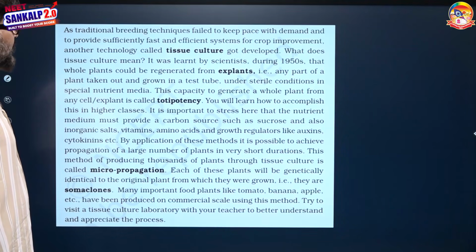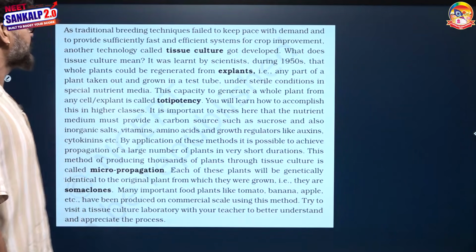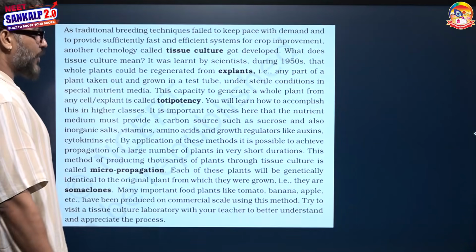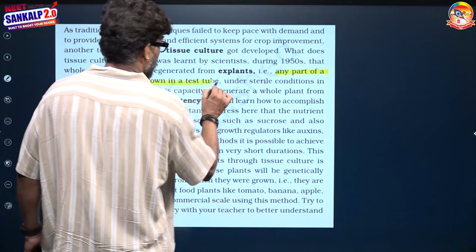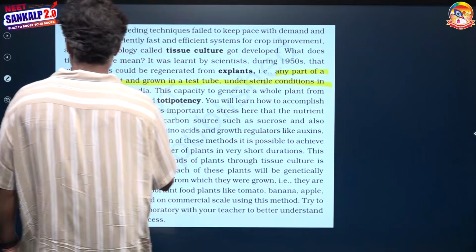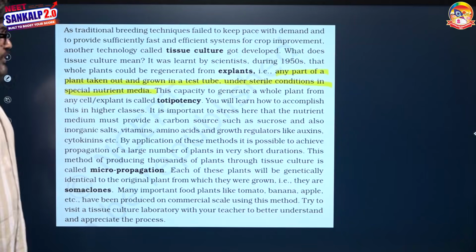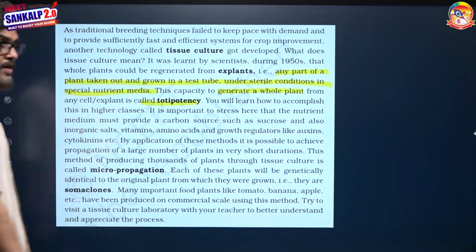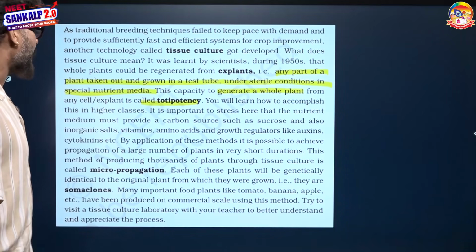Tissue culture was derived. What does tissue culture mean? It was learnt by scientists during the 1950s that a whole plant could be generated from an explant. What is an explant? Any part of the plant taken out and grown in a test tube under sterile conditions in a specific nutrient medium. This capacity to generate the whole plant is known as totipotency. Means tissue culture is based on the concept of totipotency.